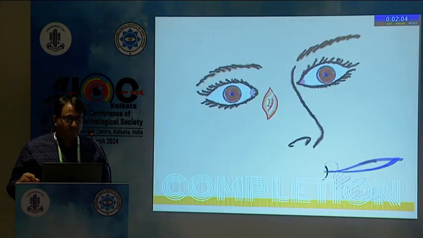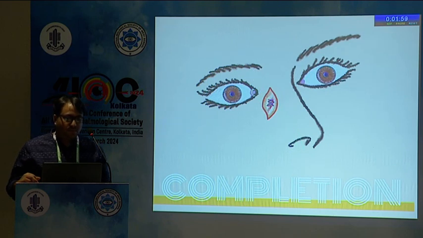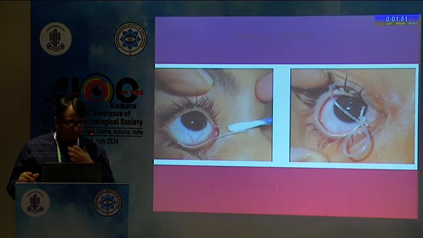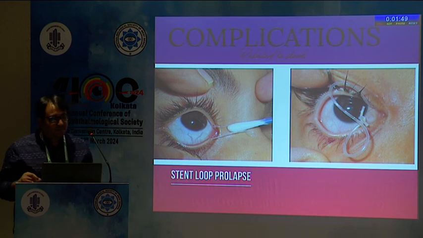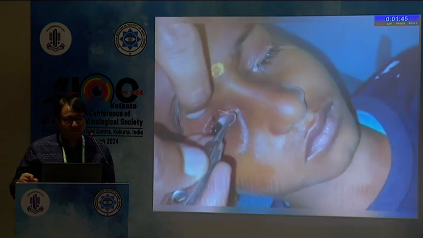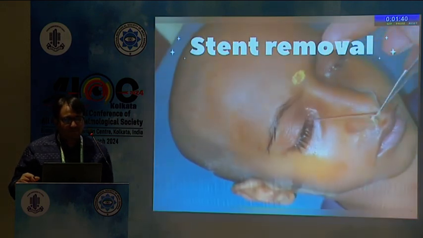The anastomosis is established by suturing the anterior flap of lacrimal sac and nasal mucosa. The wound is then closed in 2 layers by suturing the muscle and then the skin. Complications of this procedure may be prolapse of stent loop or prolapse of stent with exposure of mouth. In such patients, stent is usually removed 3 months following surgery.